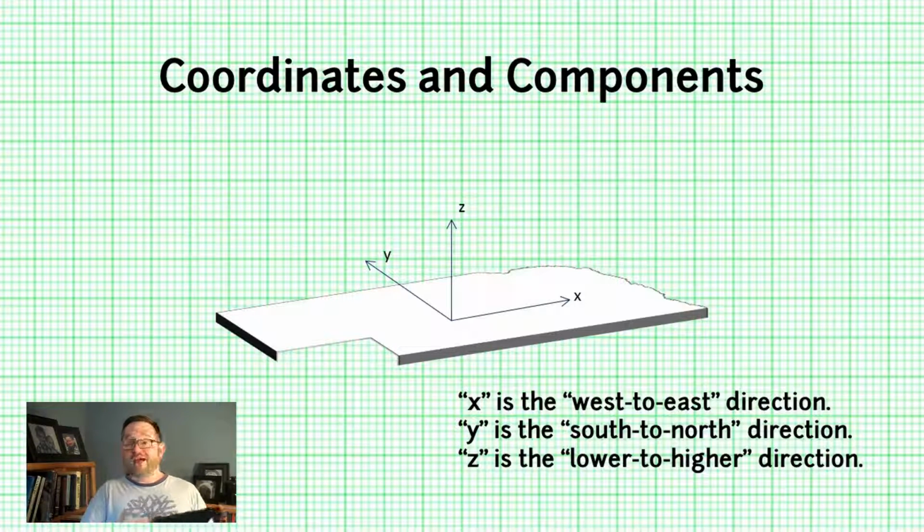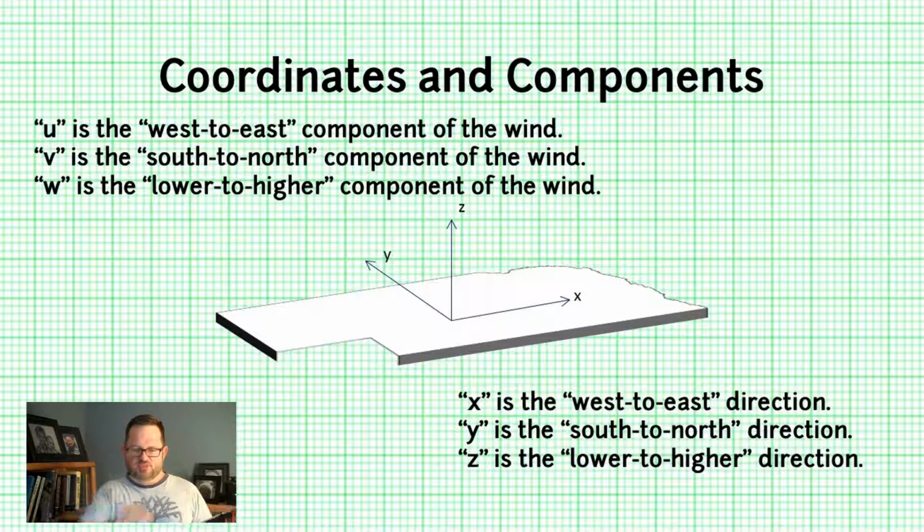All right, so when we have a coordinate system like this that works in 3 dimensions, we can describe the wind in terms of U, the component of the wind in the west to east direction, plus V, the component of the wind in the south to north direction, plus W, the component of the wind in the vertical direction. So at any given time, the wind is some kind of 3-dimensional wind, and we can describe it as how much of that is in the west-east direction, how much is in the south-north direction, and how much is in the vertical direction.